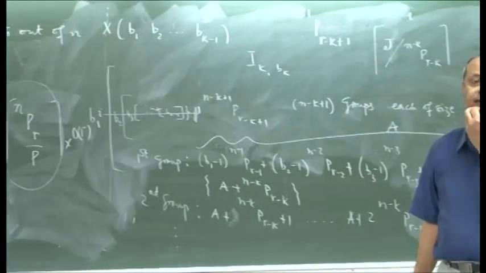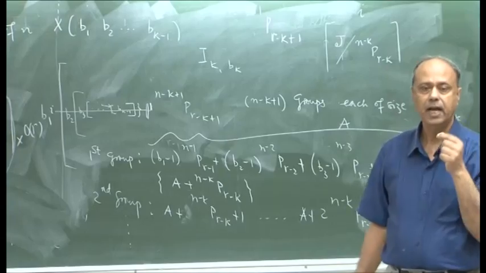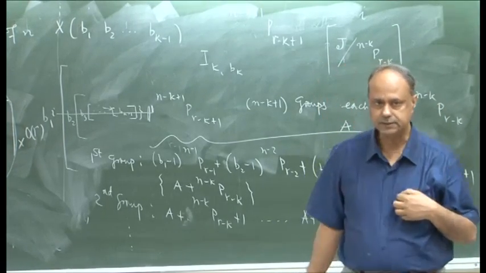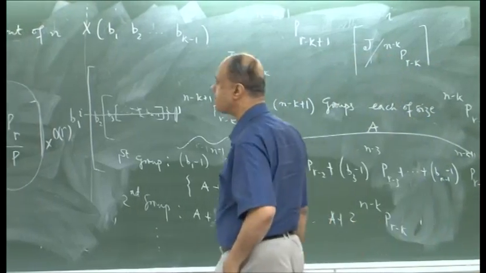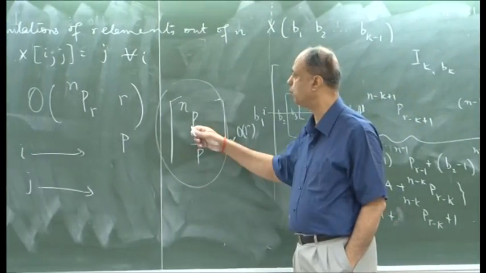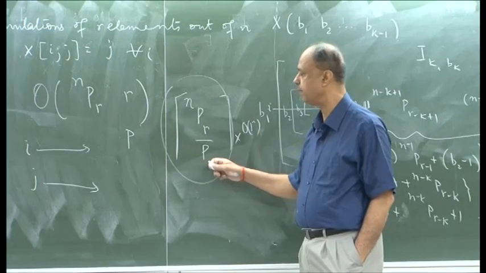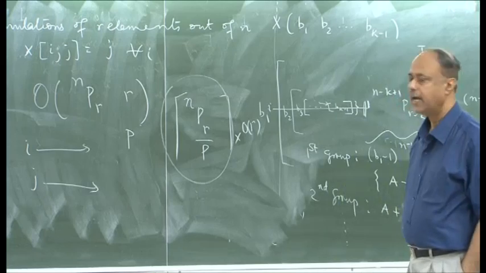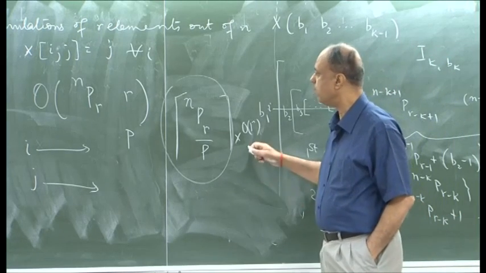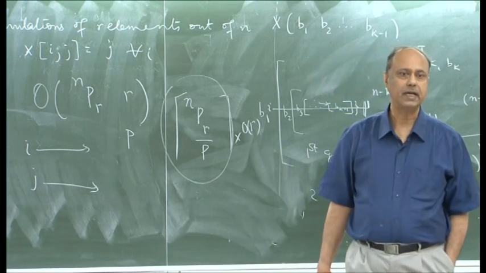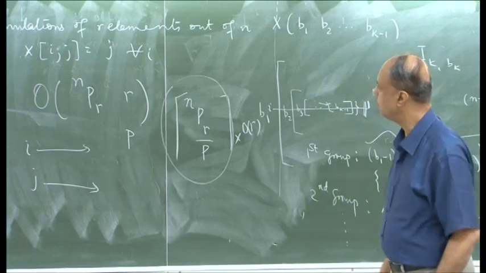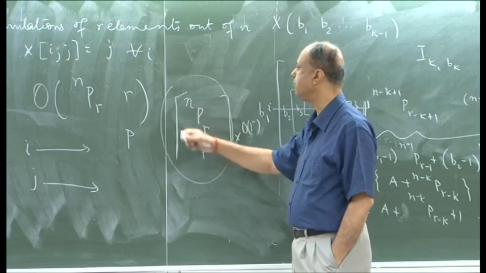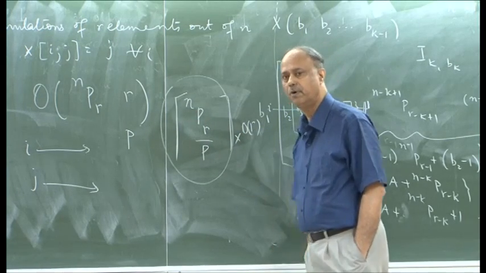So what happens is that you have the processors, and I employ the processors to generate nPr permutations. Each processor will be told to generate nPr divided by P, that many permutations. And to generate one permutation you need order r time. So the total complexity of this algorithm using the processors is nPr by P into order r.